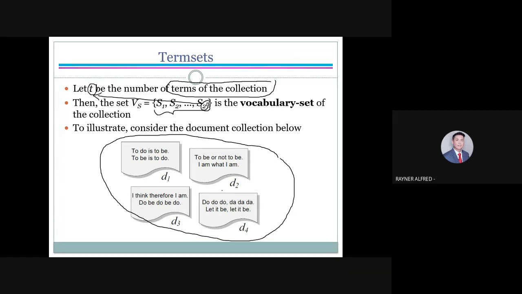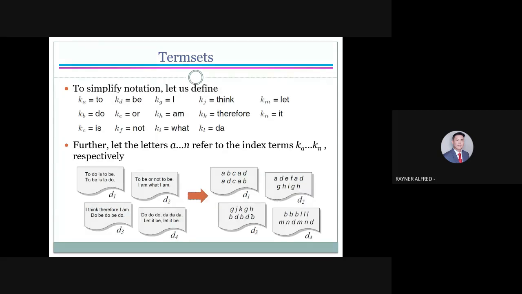So we have document 1, document 2, document 3, and 4. And to make it easier, we change them to a symbol. So keyword A referring to 2, and we just simplify the document. Over here we have from A to N unique terms that we have. So how many do we have? 14.